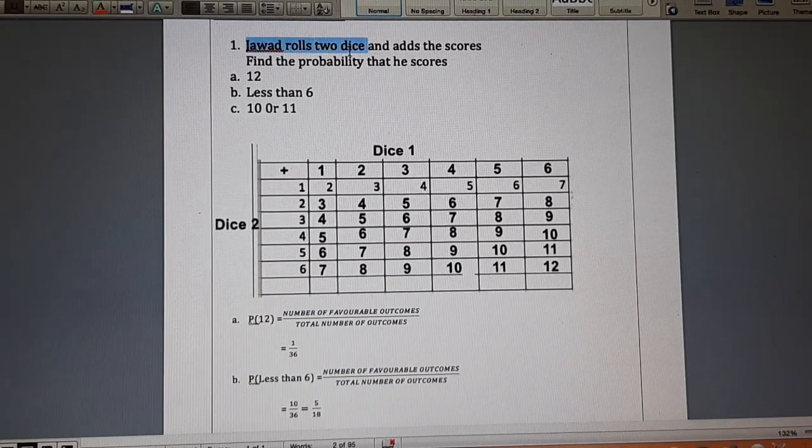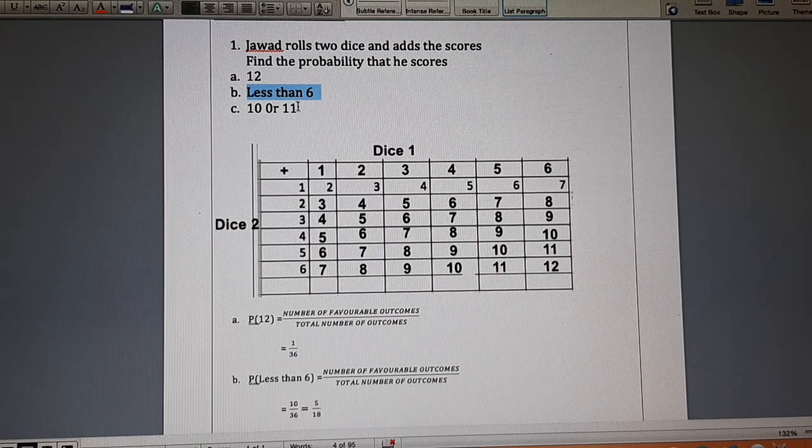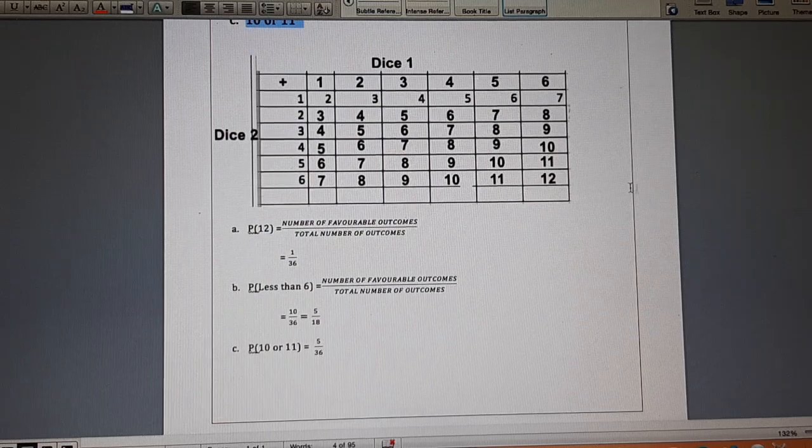Jawad rolls 2 dice and adds the scores. We have to find the probability that the sum of the score is 12. Then we have to find the probability that the sum of the scores is less than 6. And then we have to find the probability that the sum of the scores adds up to 10 or 11. First of all, draw a possibility diagram, then we will solve the related parts.